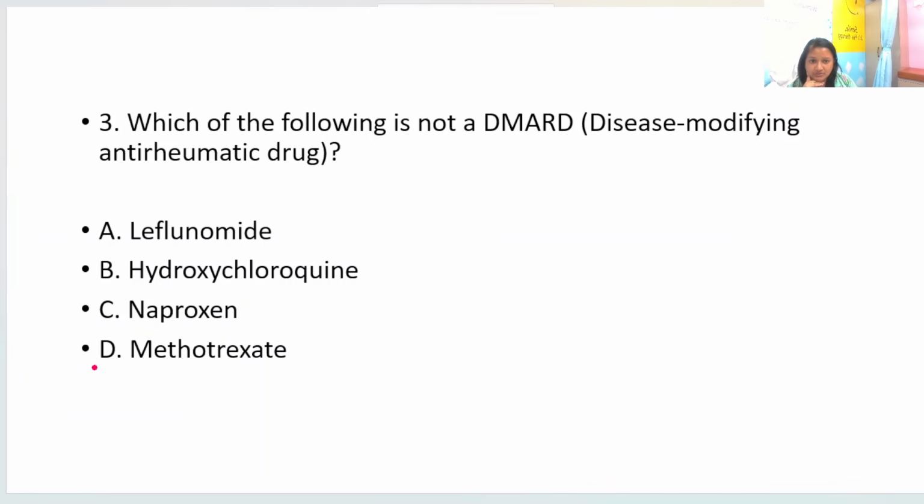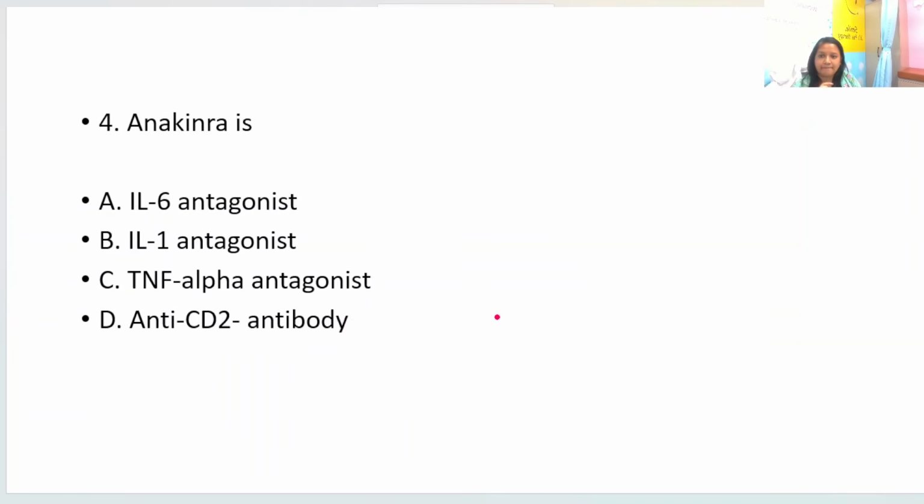Which of the following is not a DMARD, that is disease modifying anti-rheumatic drug? So leflunomide, hydroxychloroquine, naproxen and methotrexate. Here the answer is very clear. Naproxen is what? It is an NSAID. It is a non-steroidal anti-inflammatory drug. The other three, leflunomide, hydroxychloroquine and methotrexate, are classified as DMARDs.